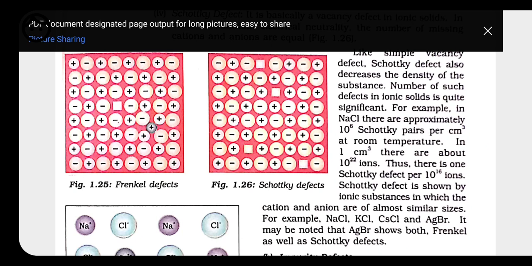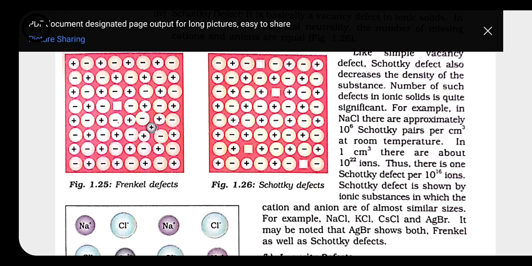Frenkel defect is a combination of both vacancy and interstitial defect. What has happened in the vacancy defect? Some atoms are displaced or go out of the crystal, and it forms some vacant site, that is called vacancy defect. But in the interstitial defect, some extra atoms come and occupy the space which is present between the atoms, that is taken as interstitial defect. But in the Frenkel defect, what has happened?